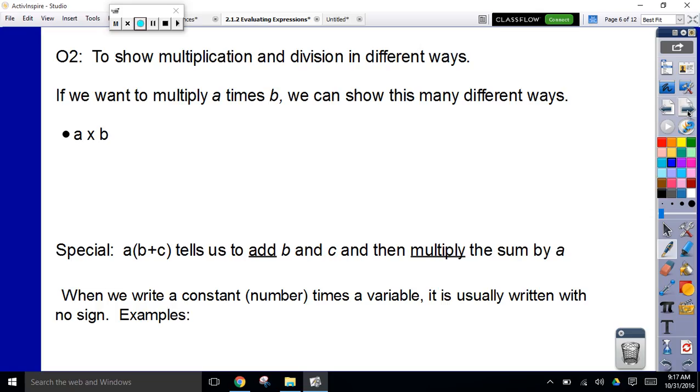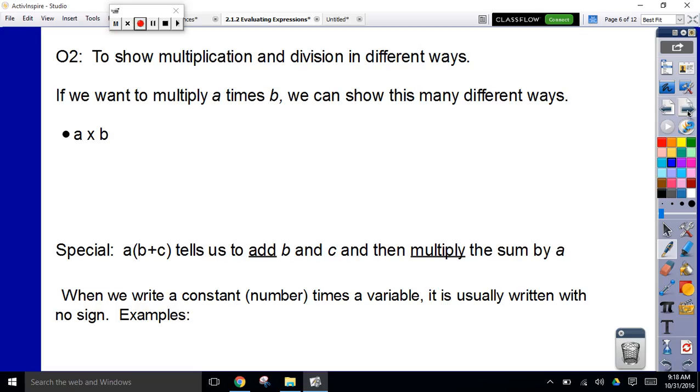Okay, the next thing we want to talk about briefly is how we show multiplication and division in different ways. We already talked about this a little bit in our order of operations lessons. If we want to multiply a times b, we can show this in many different ways. The first way, we can say a × b with an X sign to represent times. In algebra, we almost never do it this way. Can anyone think of a reason why that might be confusing in algebra? Caitlin? Because that could represent a letter. It could, yeah, the x could be the variable x. So just to eliminate any confusion, we almost never do this.